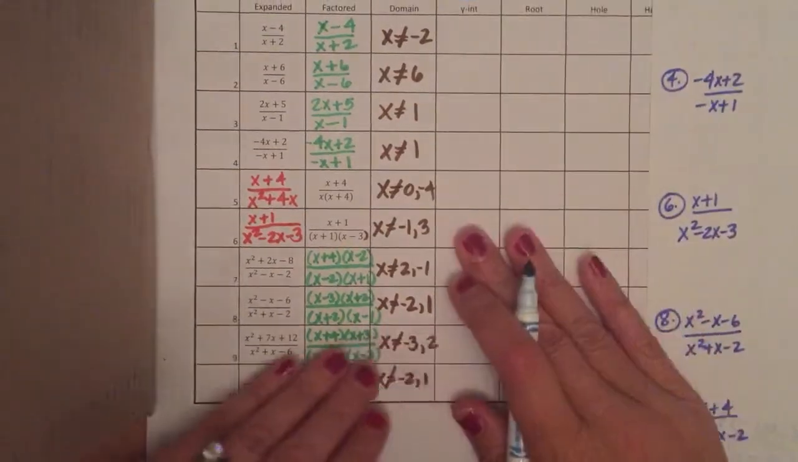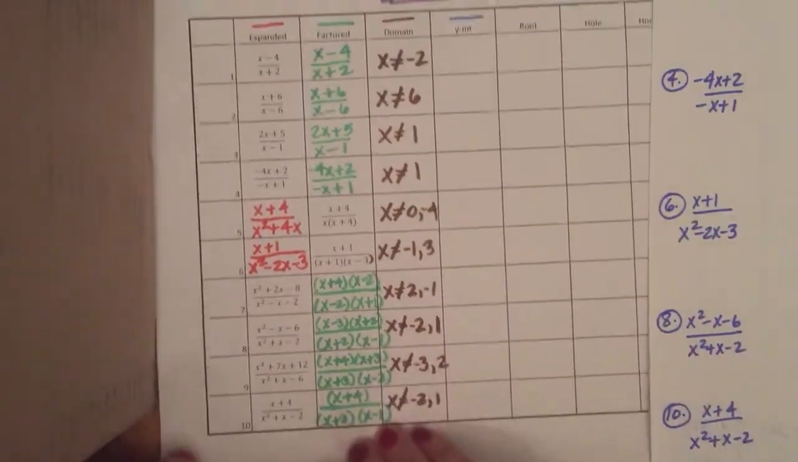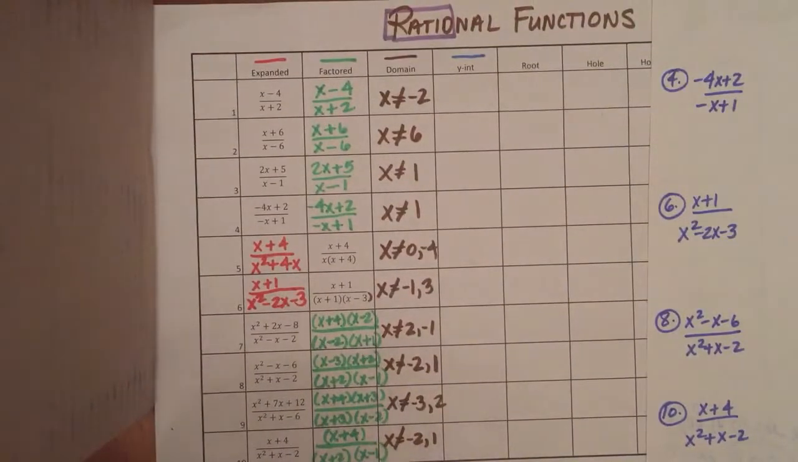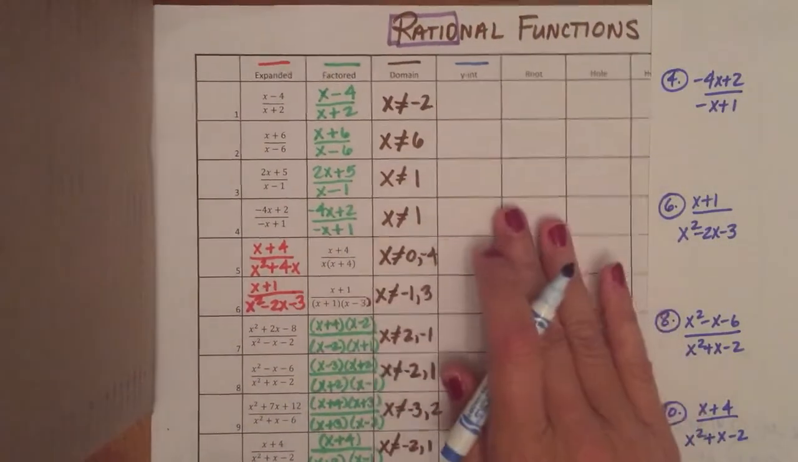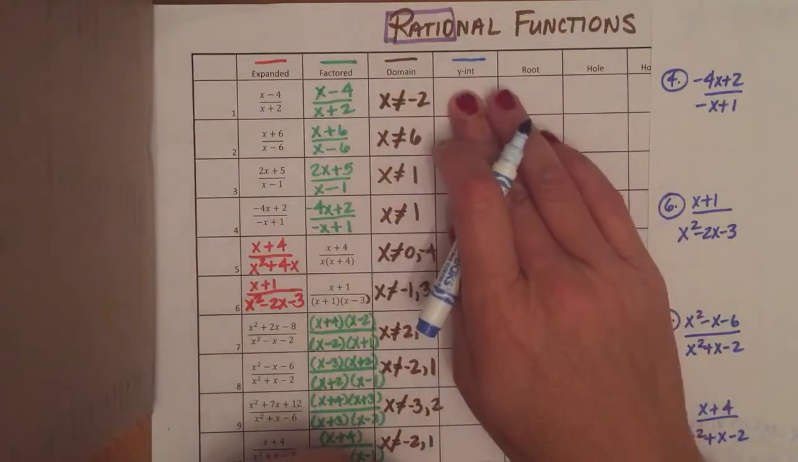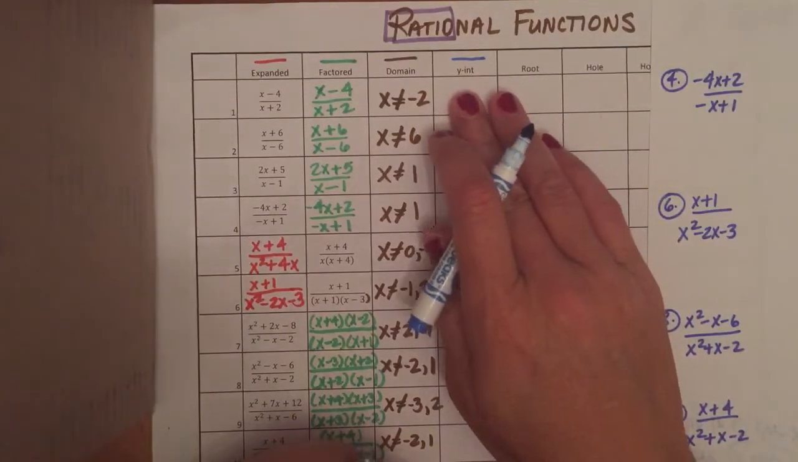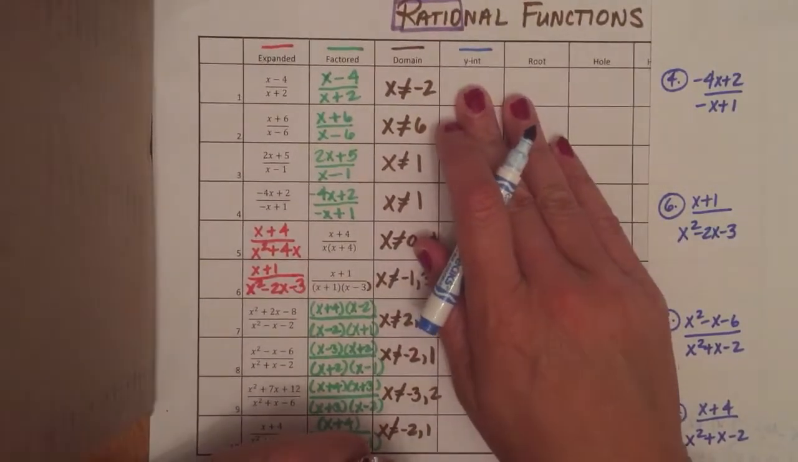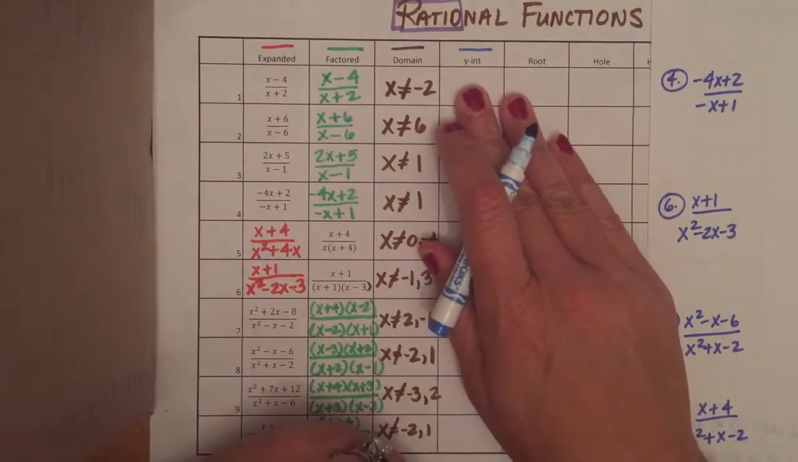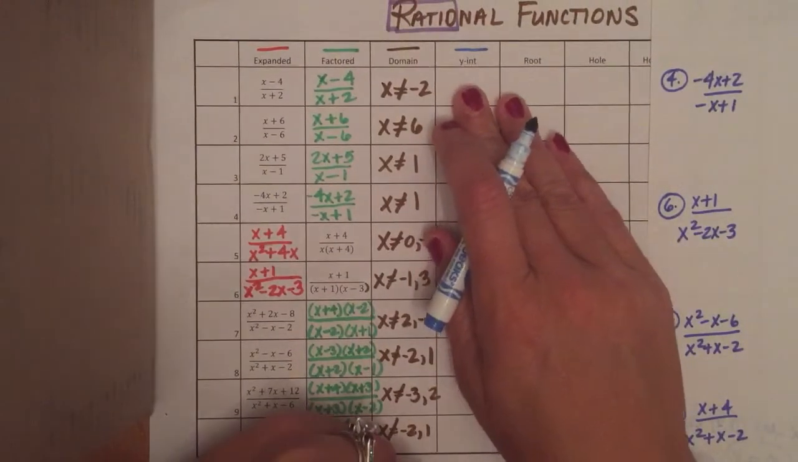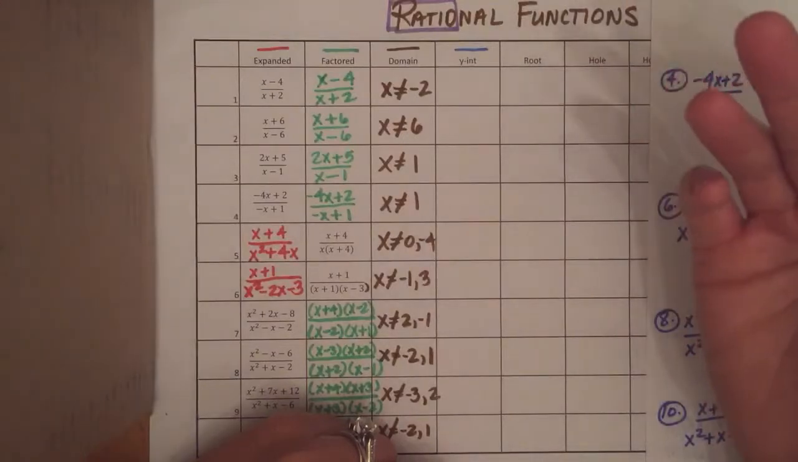So now that we've done the expanded and factored forms of the rational functions and we've looked at the domain, we're going to move on to the Y-intercept and we're going to find the Y-intercept. Now finding the Y-intercept in a rational function is the same as any other function. You need to find the y where the x value is 0.